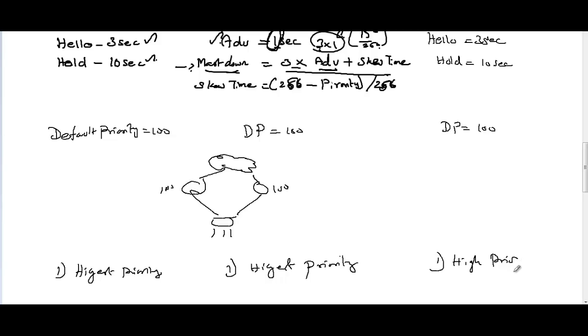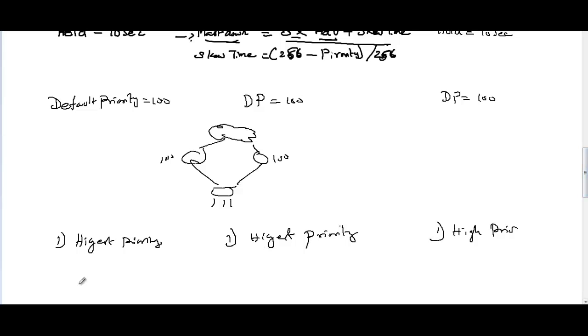Now, if there is a tie in this, then it goes with the highest IP address. The biggest IP address on the interface. This interface is 10.0.0.2, this is 10.0.0.3. So this will become active because it has got the biggest IP address. So that's the tiebreaker. One will be active, the other will be standby.